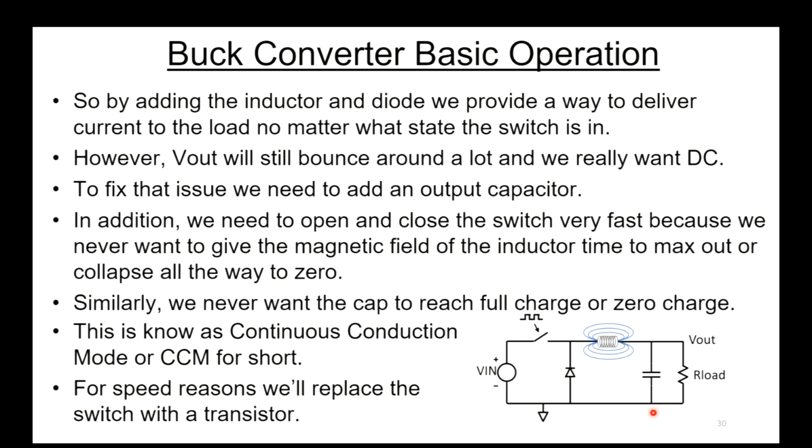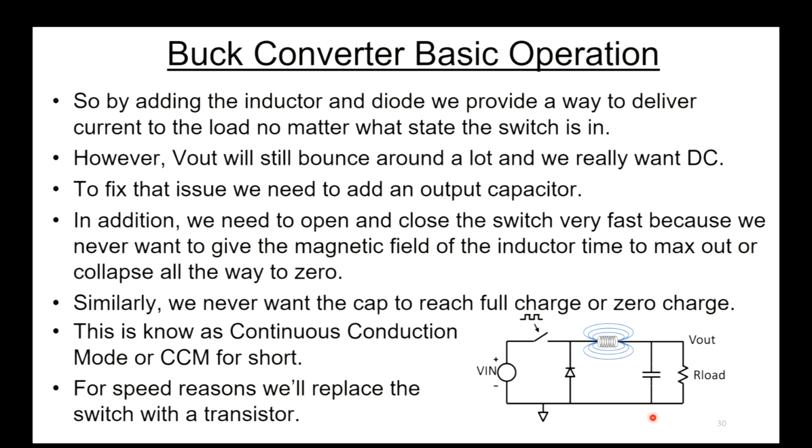So by adding the inductor and the diode, we provide a way to deliver current to the load, no matter what state the switch is in. However, Vout will still bounce around a lot, and we want DC. So to fix this issue, we need to add an output capacitor. That's what I'm showing here.